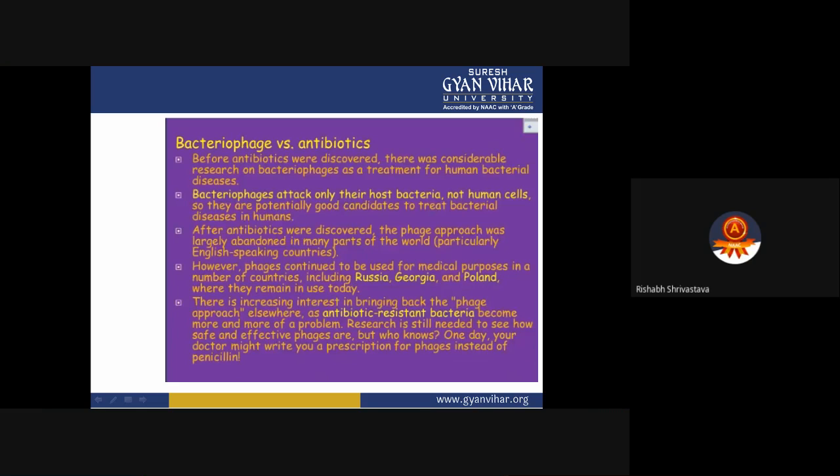There is increasing interest in bringing back the phage approach elsewhere as antibiotic resistant bacteria are becoming more and more of a problem. Research is still needed to see how safe and effective phages are, but who knows? One day your doctor might write you a prescription for a phage instead of penicillin.